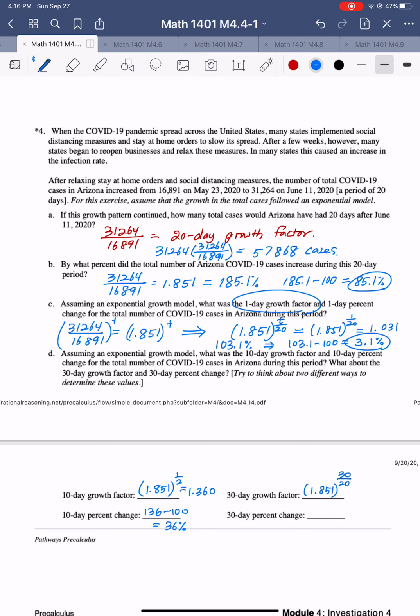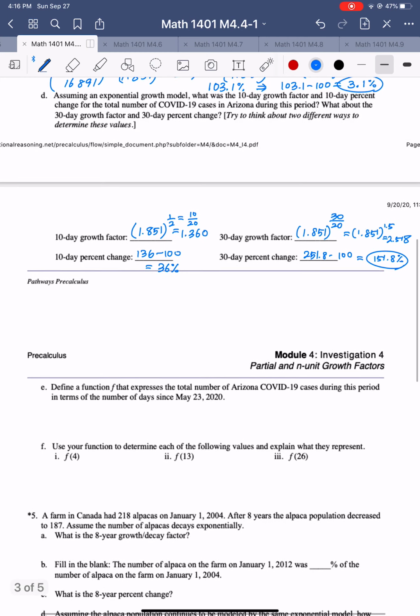Okay, 30 over 20, because you can just put that as 10 over 20, isn't it? And then 1 over 20 for the 1 day, right? Yeah. And then you get 1.851 to the 1.5, which is about 2.518. And then for the percent change, it becomes 251.8%. Subtract 100%, you get 151.8%. That's a percent change, but still increases, right?